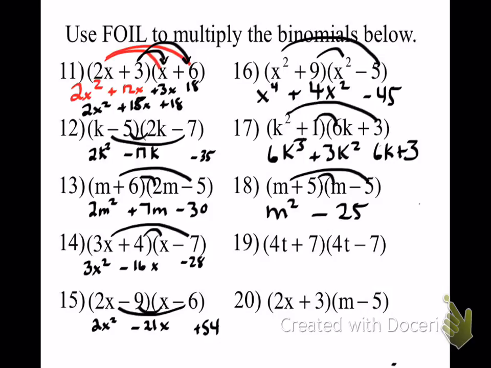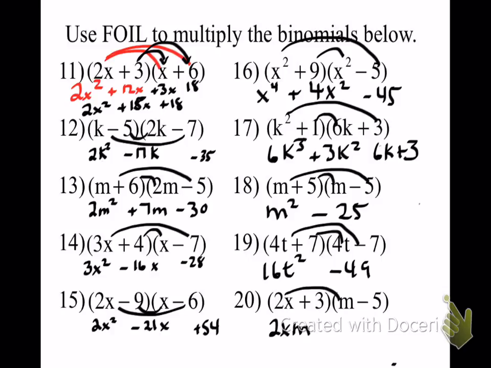Okay, the first one's going to be 16t squared. The last one's going to be minus 49. Now, I've got plus 28 and minus 28, so that's it. Next one's going to be 2xm.